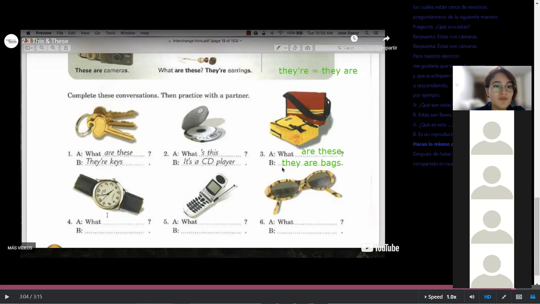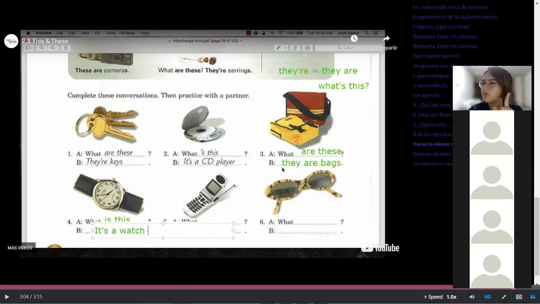Perfect. Number four, it's one of it. What is it? What is this? Is this? O también podemos decir, what's this? Si ustedes quieren usar la contracción, right? But both are correct. And what is it? It's a watch.